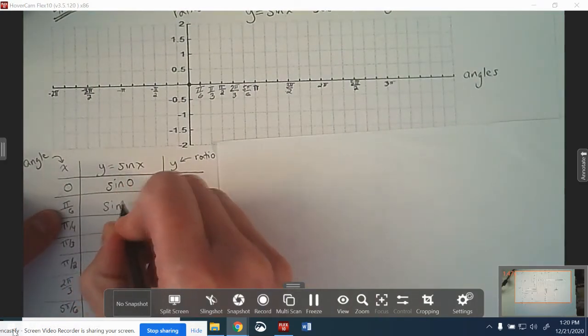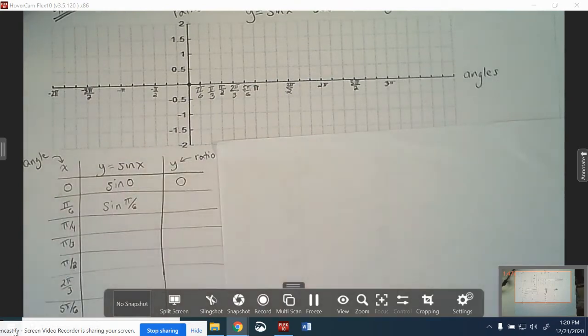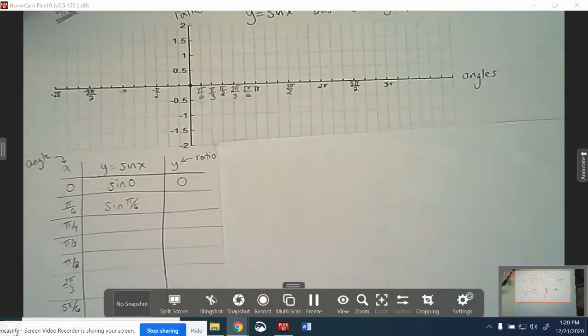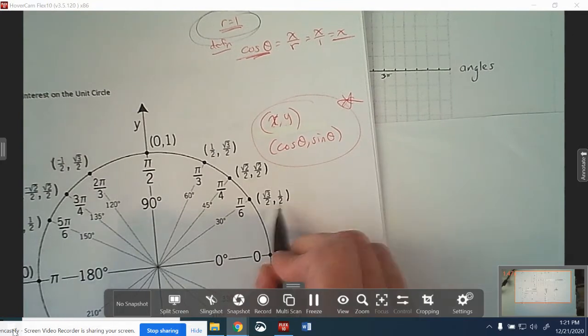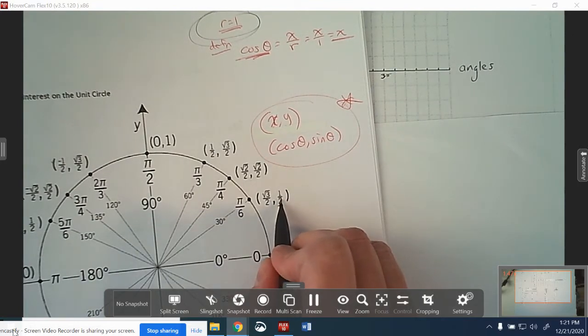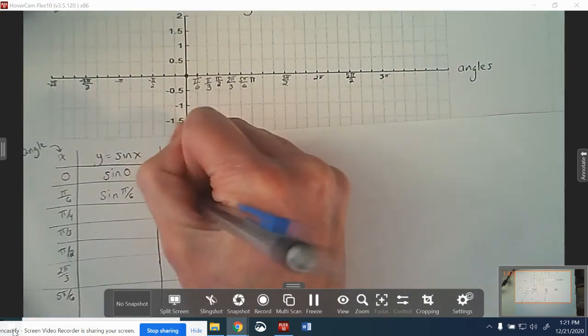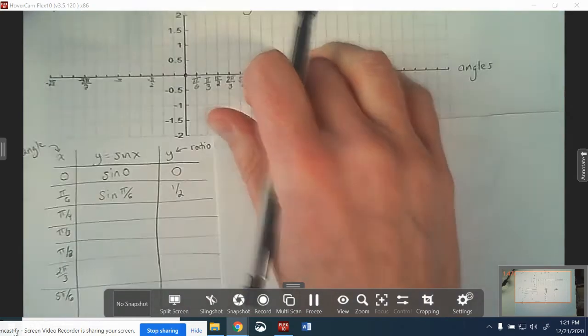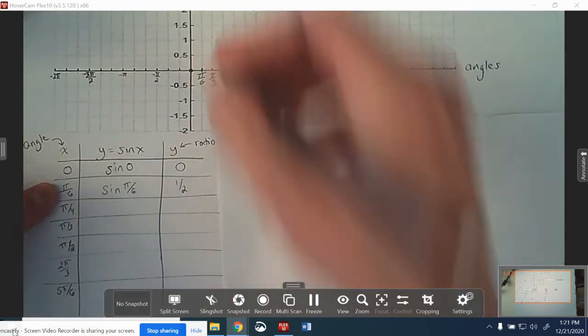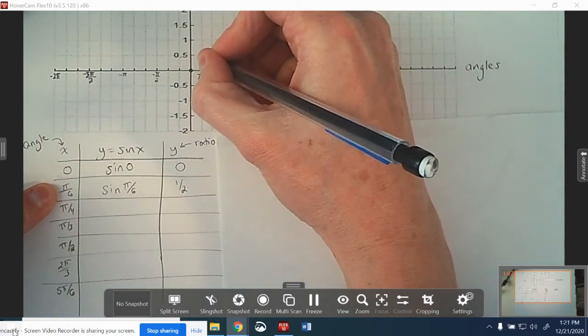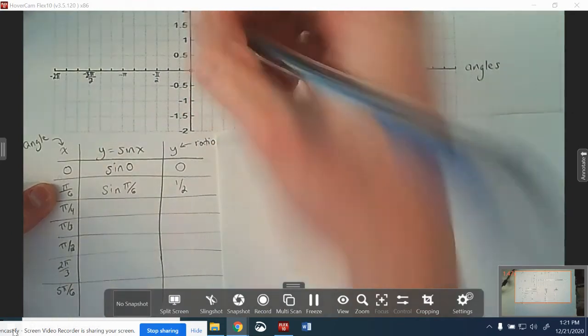Let's go next to pi over 6. All right, we want to find the sine of pi over 6. So look on your unit circle. The sine of pi over 6 is going to be 1/2 because it's the y-coordinate on the unit circle. So the point that I'm going to plot on this graph is pi over 6, 1/2. When the angle is pi over 6, the ratio is 1/2.